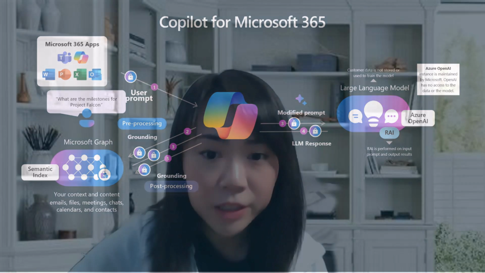This is a very linear flow, but the orchestration engine is a very iterative process, and it could call Graph multiple times, and it could also call multiple other skills. And none of the prompts, responses, or data is used to train the large language models.